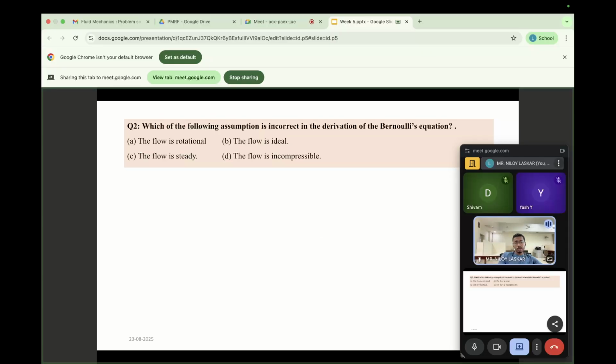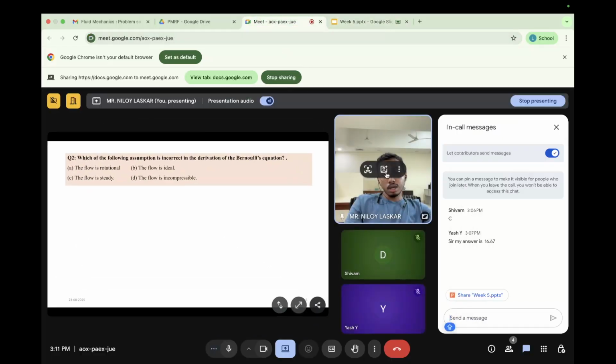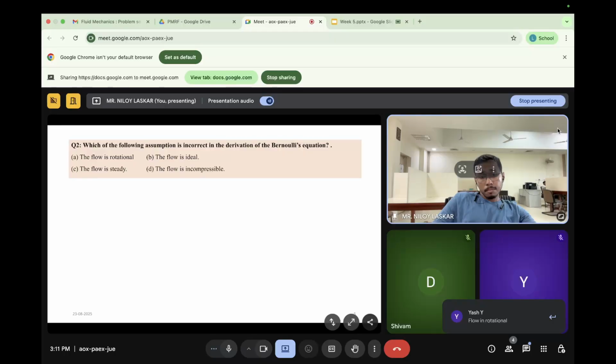I think I have also explained about this in the last class. So let's see how many of you are able to answer. I'm giving you another minute. So Yash has answered the flow is rotational. And what about Shivam? Shivam is also of the same opinion.